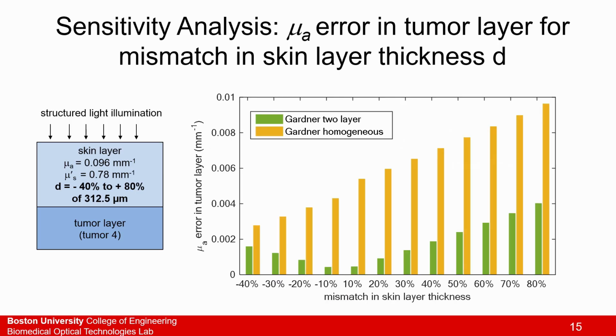And if you happen to use the Gardner homogeneous lookup table to extract the optical property, the error rises by more than 3 times. So just to reiterate, even when we are wrong in the assumption of the skin layer features, the Gardner 2-layer does a better job in providing optical property for the tumor layer than the homogeneous by a long margin.